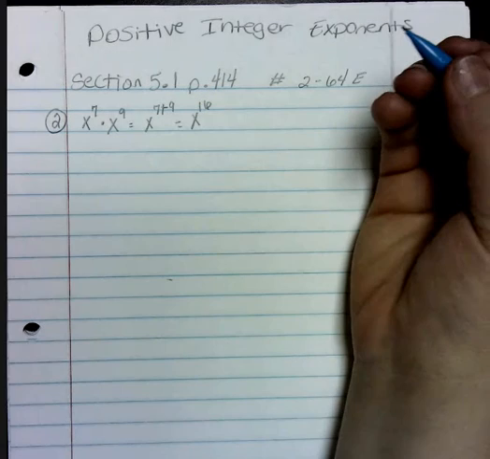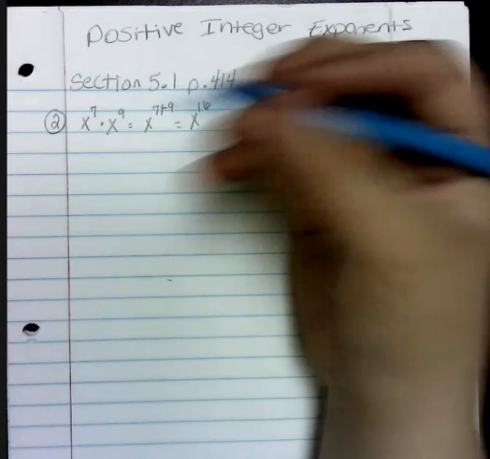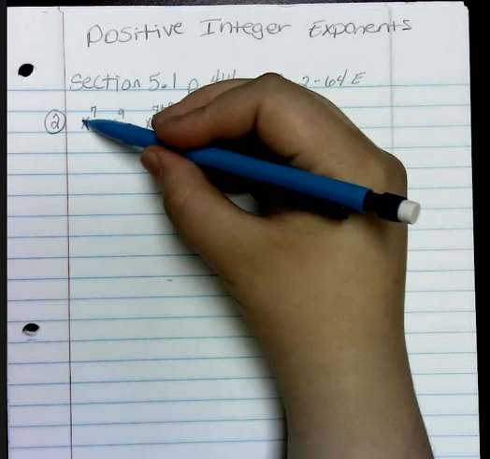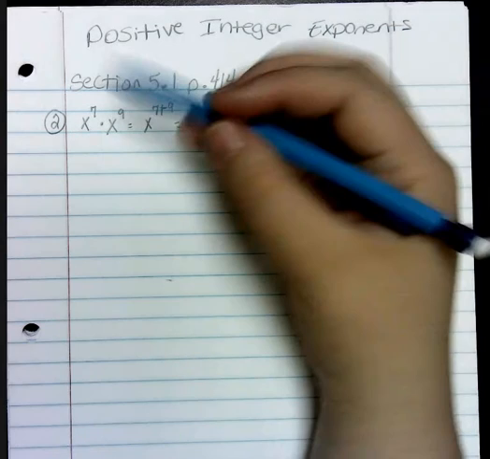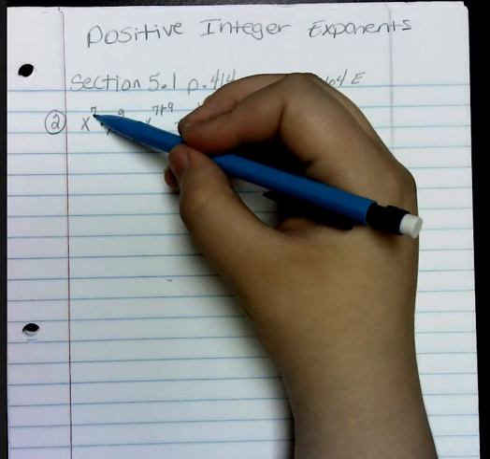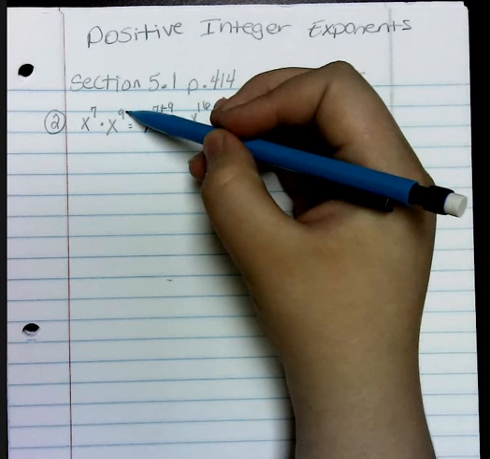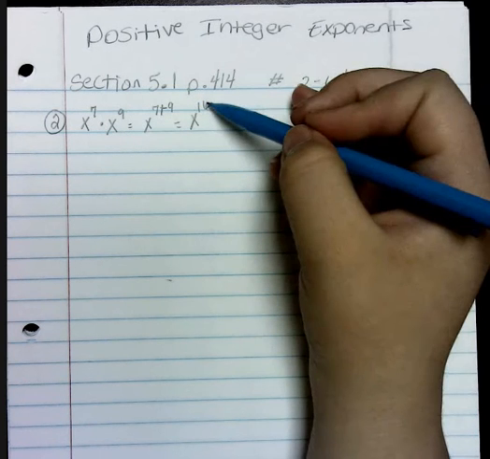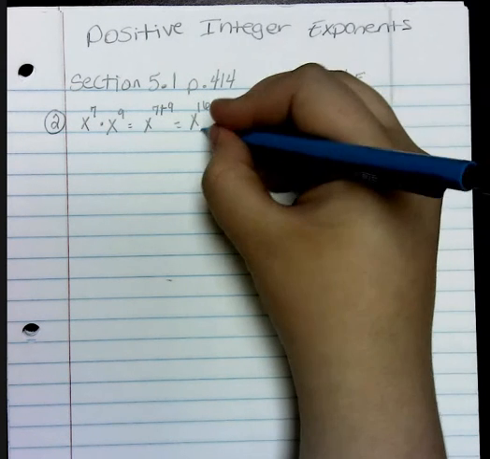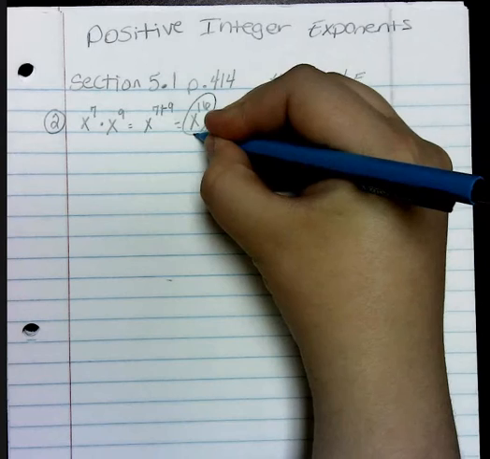I like to tell my students to help them, let's say a child and a mother go on a shopping trip, and the child puts 7 of something in their cart and the mother puts 9 of that something in their cart. So if they're going to combine their carts, then they're going to have 16 items in there. So that gives us x to the 16th. We are finished with number 2.